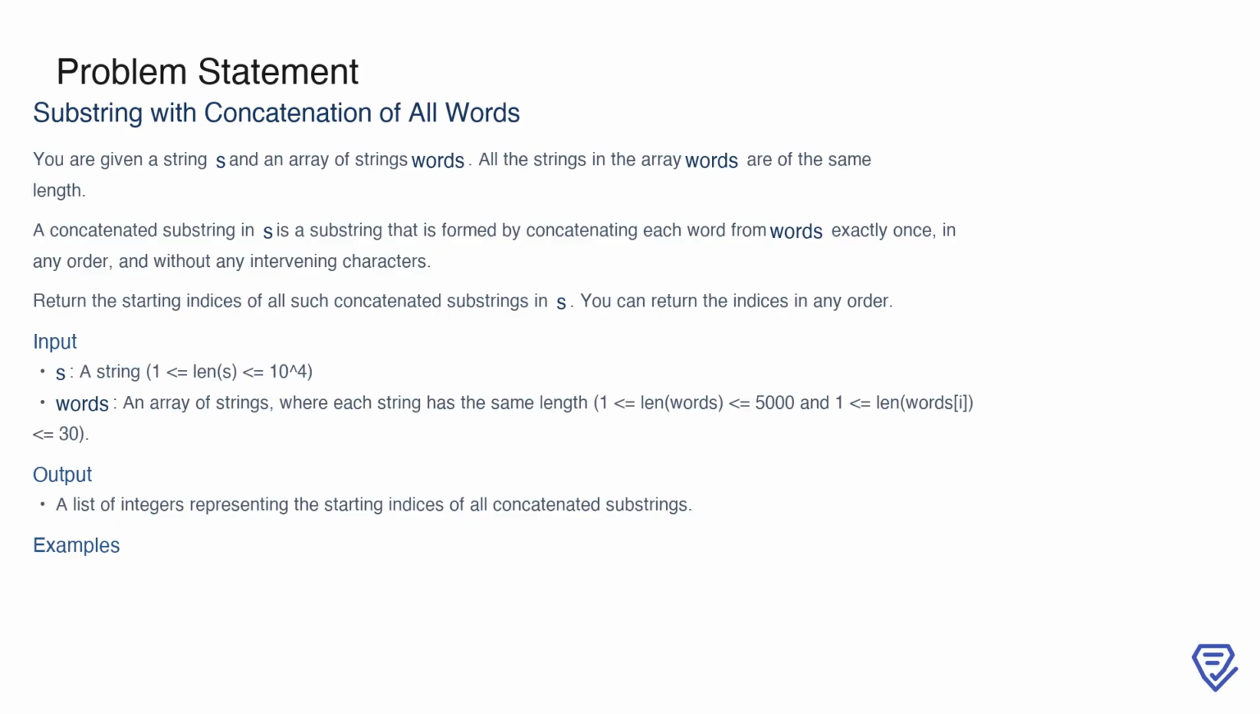The constraints ensure that the input sizes are manageable, with S having a maximum length of 10,000 characters and words containing up to 5,000 strings, each up to 30 characters long. Let's explore some examples to clarify this further.